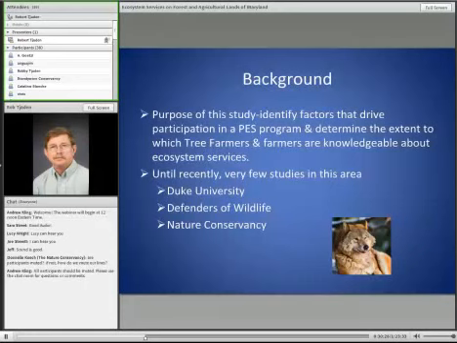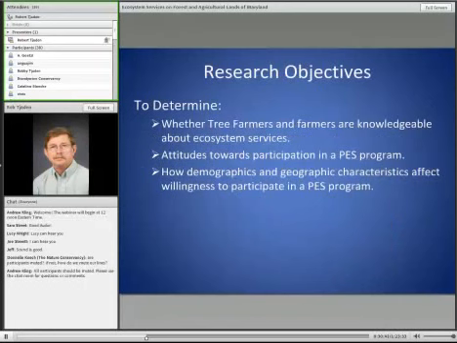So our research objectives were to determine whether tree farmers and farmers in Maryland are knowledgeable about ecosystem services, and their attitudes towards participation in a payment for ecosystem service program. We don't have a payment for ecosystem service program in the state of Maryland, but this was to test what the attitudes and the attributes would be of the landowners for participation. And how the demographics and the geographical characteristics affect willingness to participate in these programs.